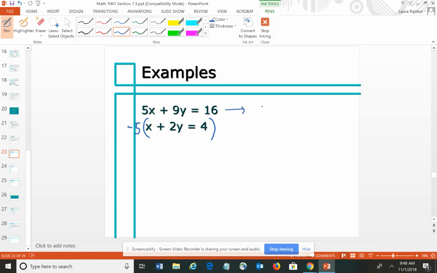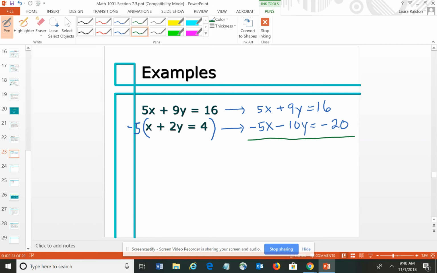Okay, the first equation, 5x plus 9y equals 16, is just going to stay the same. The bottom equation we're going to multiply through by -5. So I have -5x minus 10y equals -20. And then I'm going to add those two equations together. That's why it's called the addition method, because you add the two equations together.